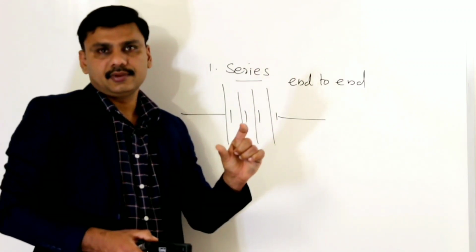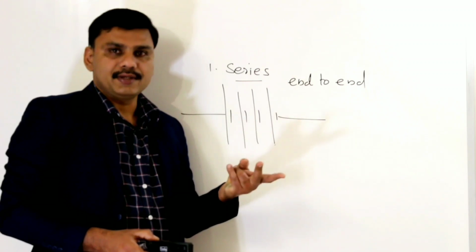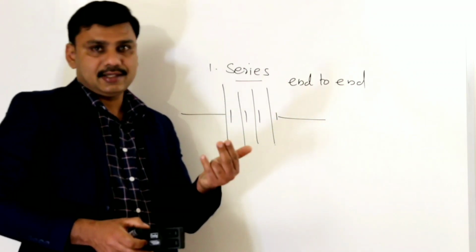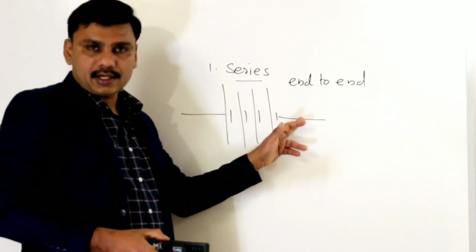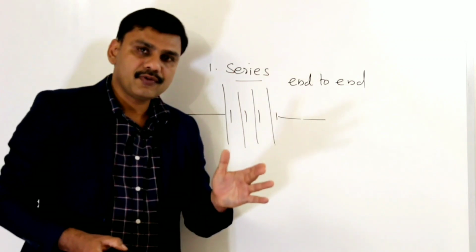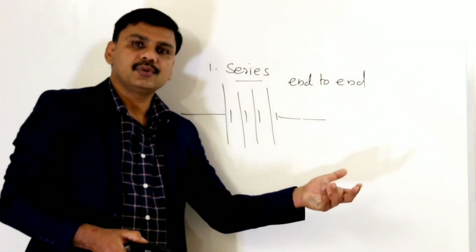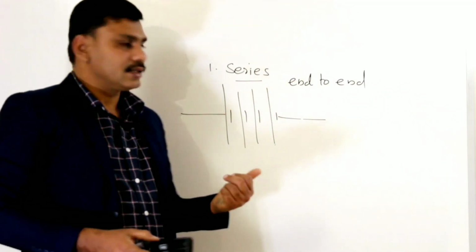It goes like that. So this way of connecting is known as series connection. So we can connect components in two ways, series and another is parallel. Series connection means end to end connection. That means one end of a component is connected to the other end of the component. So that connection is known as series connection.